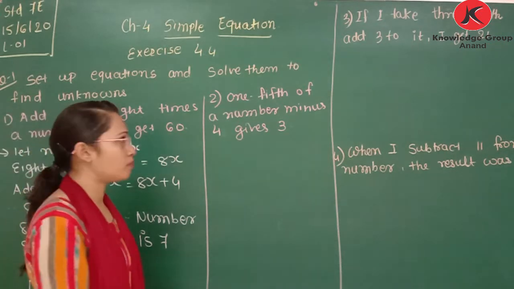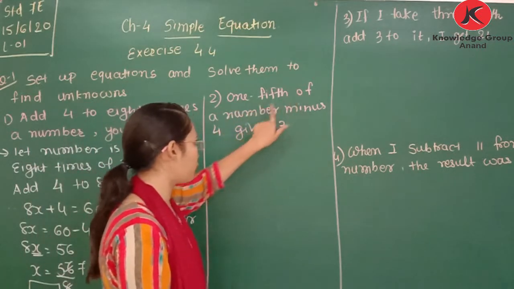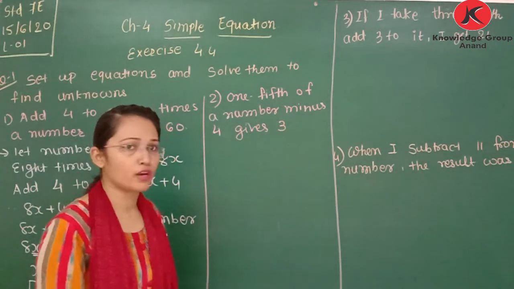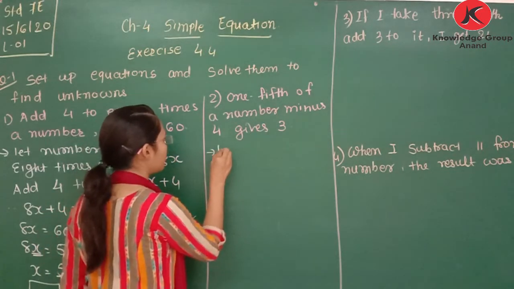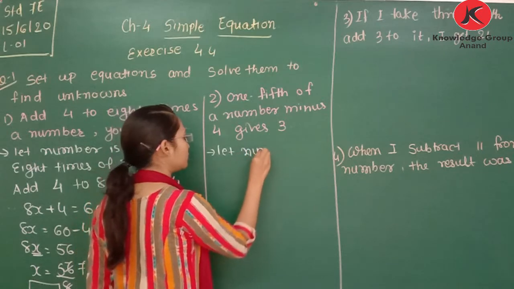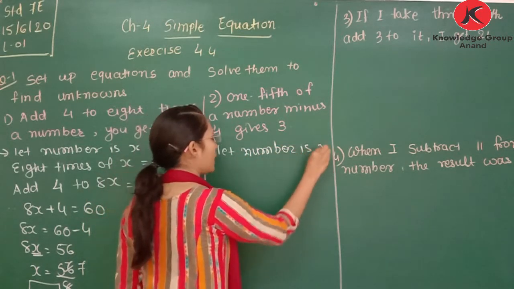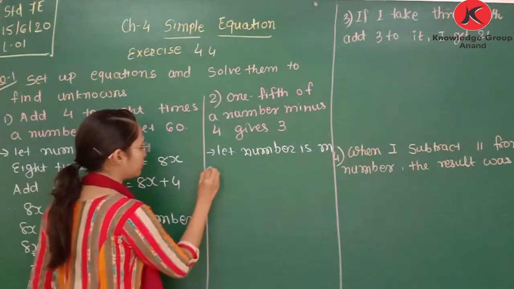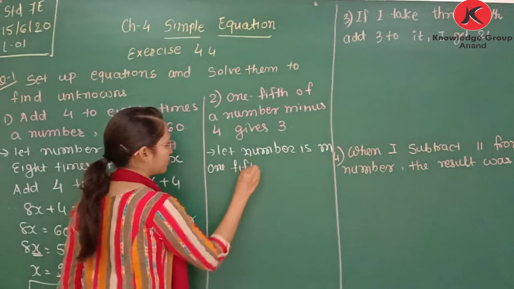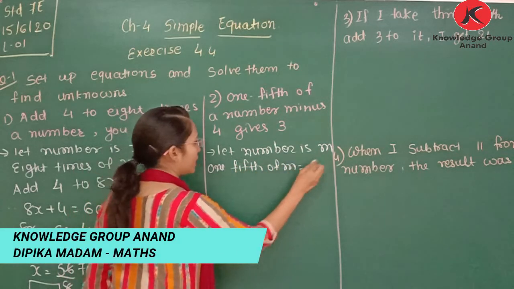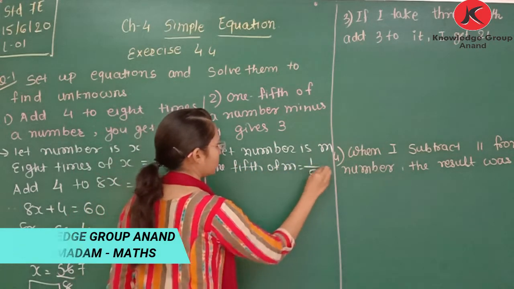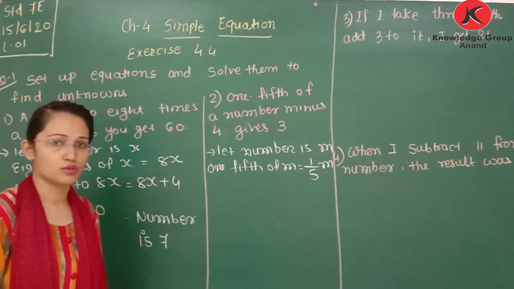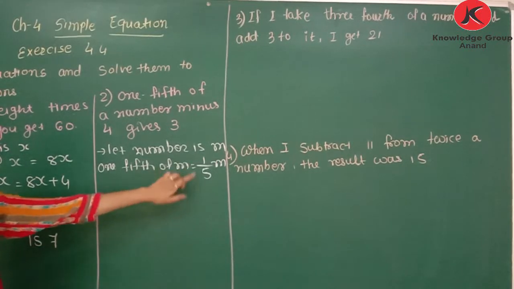Now next one, question number 2. 1/5 of a number minus 4 gives 3. 1/5 of number. Which number we don't know? So let number is m. You can take any value. 1/5 of m, you can write m by 5 also or 1 by 5 m also. 1/5 of m is 1 by 5 m.